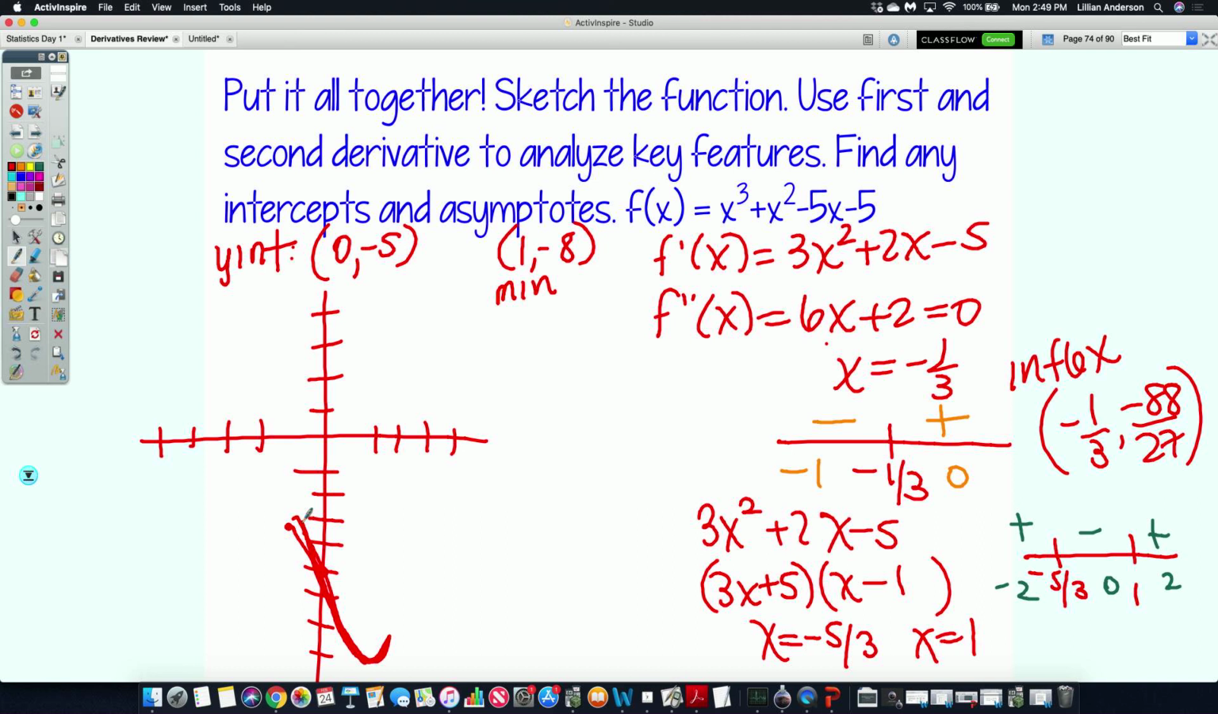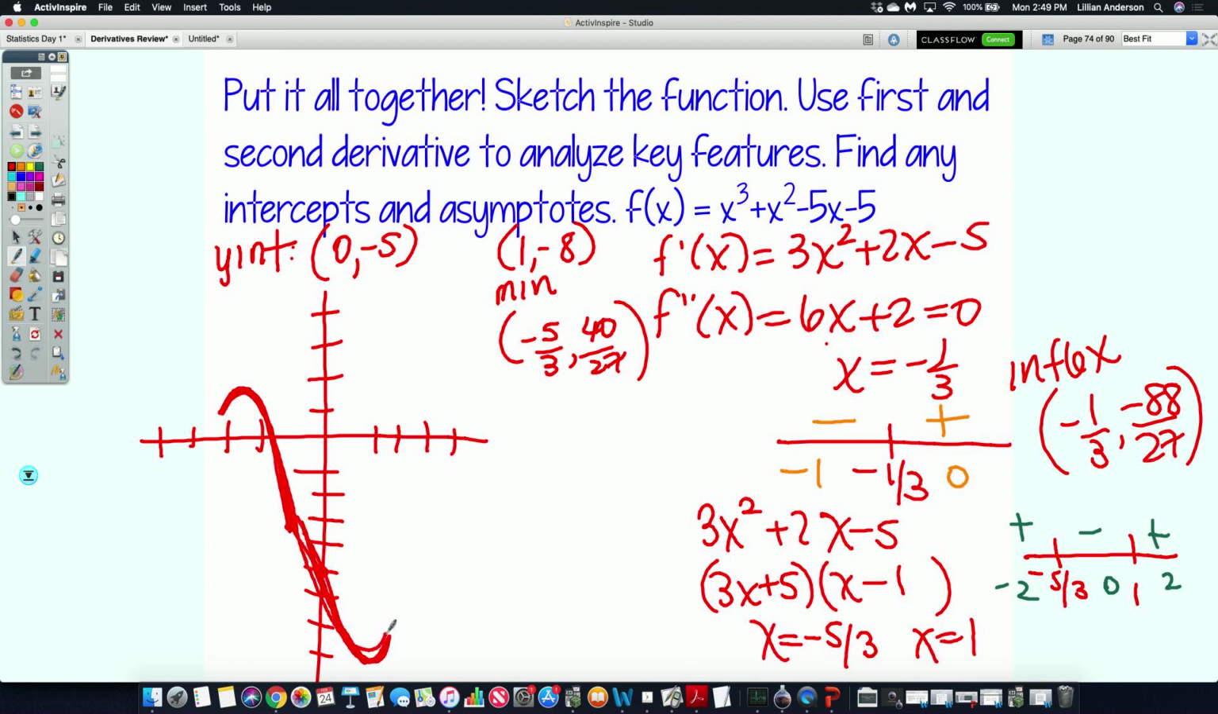I have a maximum at -5/3 and I got 320/27. It's big. We got 40/27. That's a little bit more than 1. So -5/3 and a little bit more than 1 should be right here. So then this should be my max, which means this should be concave down here. So now we have this part.